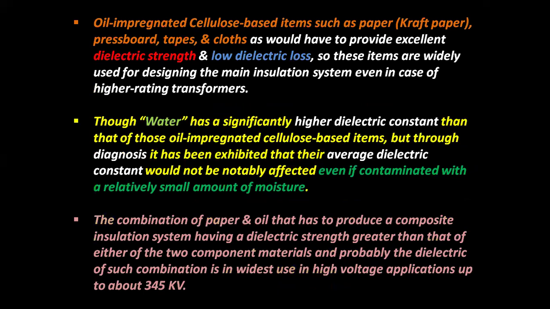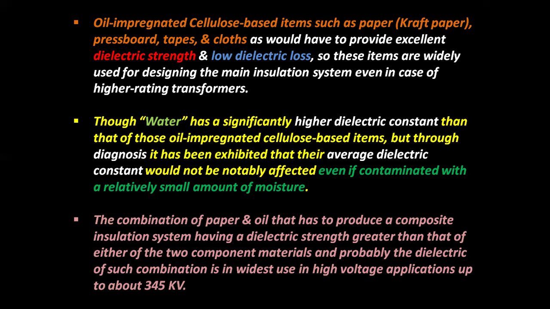Oil impregnated cellulose based items such as paper, that is kraft paper, pressboard, tapes, and cloths, have to provide excellent dielectric strength and low dielectric loss. So these items are widely used for designing the main insulation system, even in the case of higher rating transformers.